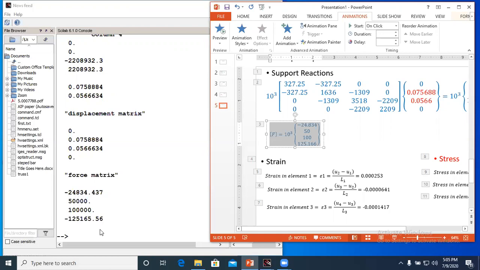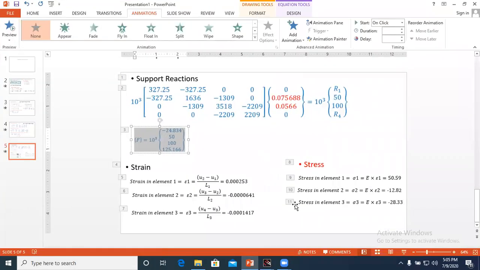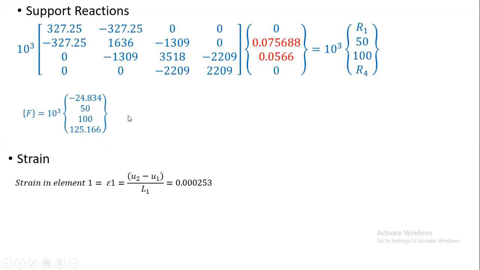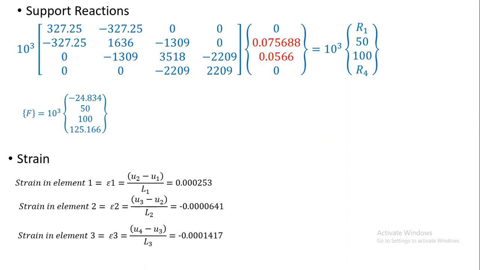After that, you have to calculate the strain. For calculation of the strain, you see this one, strain in element number 1. It is displacement of node number 2 minus displacement of node number 1 divided by length of the element. Okay. Now the same thing you have to repeat for element number 2 and element number 3. That is u3 minus u2 divided by L2 and u4 minus u3 divided by L3. These are the strains of element number 1, 2 and 3.